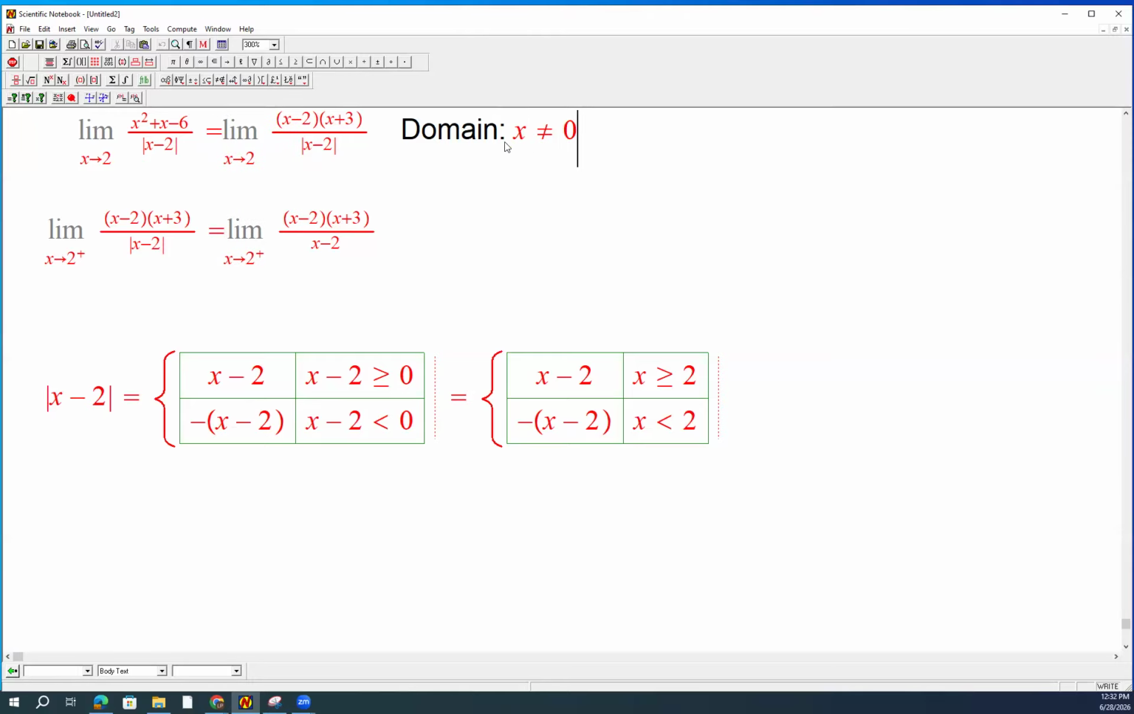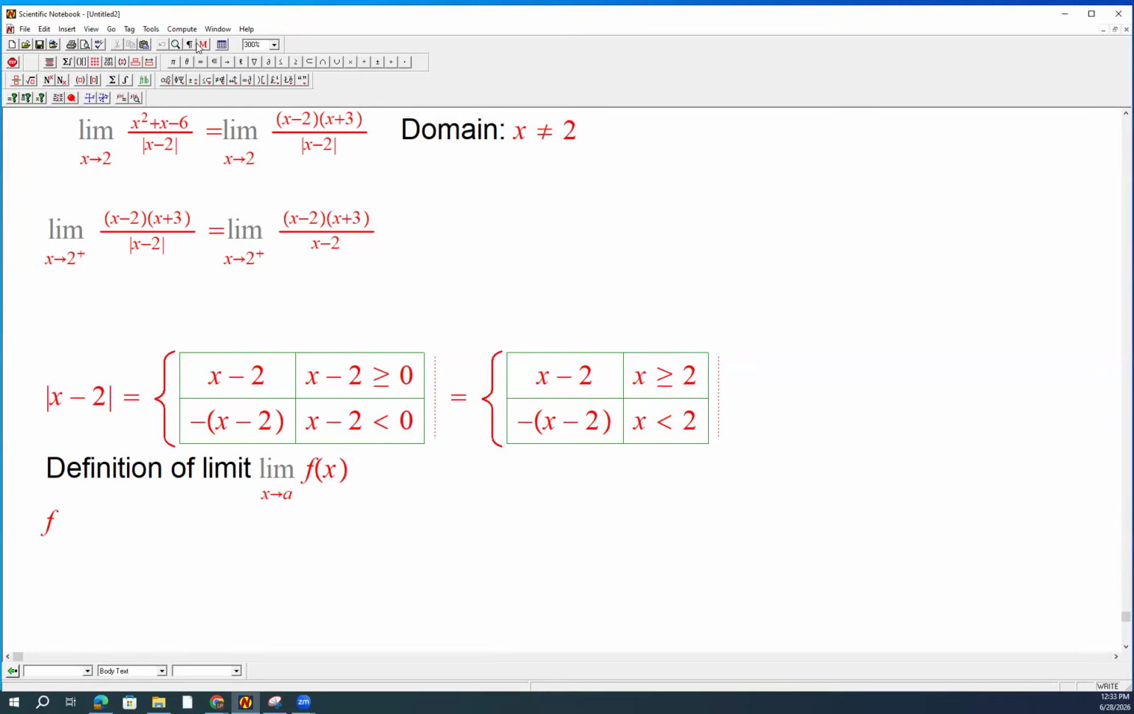Because in the definition of limit, it says x is approaching 2 and the function is defined near a, except possibly at a. So it may not be defined at 2. Okay, so study the definition of limit. Let me write down here the definition of limit, which we write as the limit as x approaches a of f of x. The requirement says f is defined near a, and also says in the parentheses, except possibly at a.